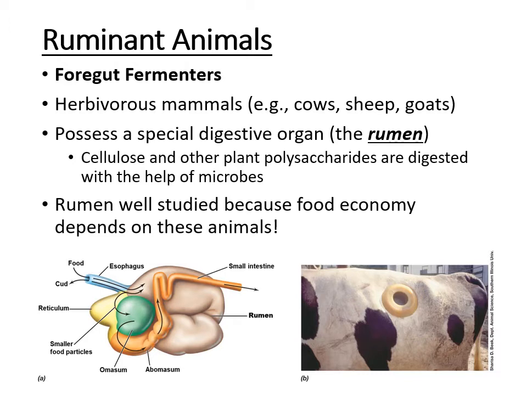Now, with those differing fermentation and gut organisms, you end up having ruminant animals. Ruminant animals are an example of the foregut fermenters that we just mentioned. So the idea of having this fermentation before you get to, let's say, the acidic stomach. These are usually herbivores, okay? Things like cows are foregut fermenters, they're ruminant animals. And they have a special digestive organ called the rumen. Within that, you'll have these microbes that help with the fermentation or breakdown of things like cellulose, those very, very strong carbohydrate structures that are found in plants.